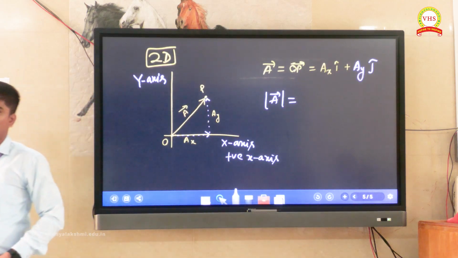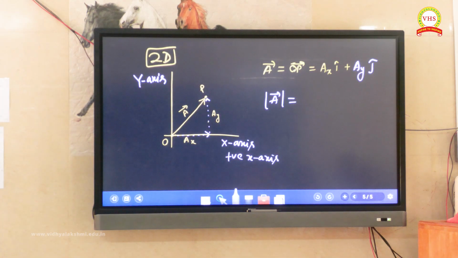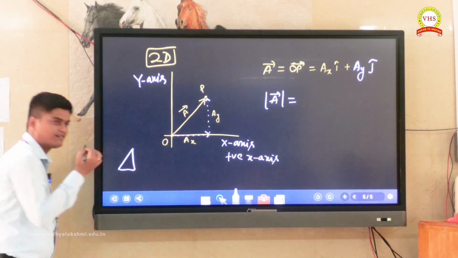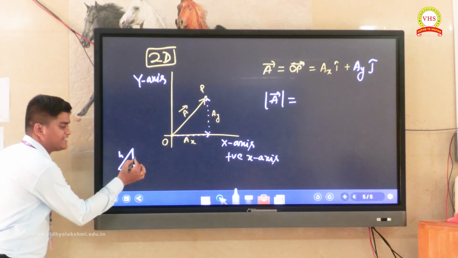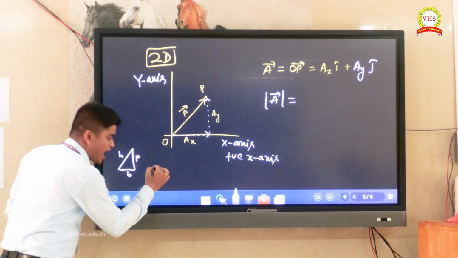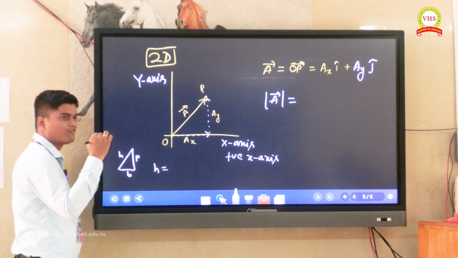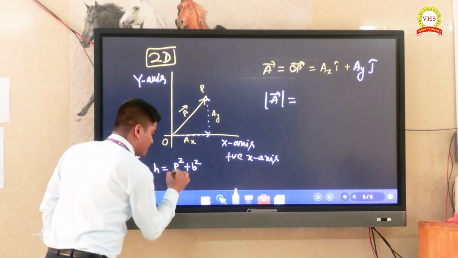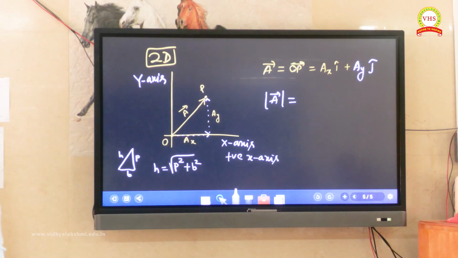Now all of you know maths, right? Vector algebra, we learn the same thing. Physics and maths are interrelated. So in maths, if I have a right angle triangle, where this is the hypotenuse, this is your perpendicular and this is your base, what is your hypotenuse? Root under perpendicular square plus base square, right? Yes or no? Same way.